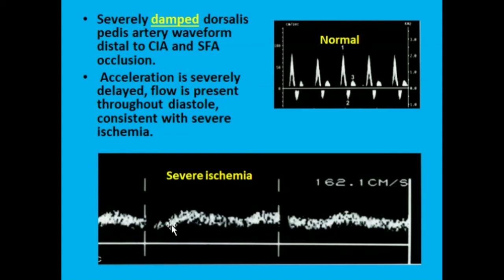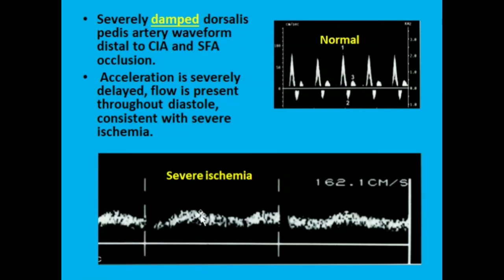Acceleration is severely delayed. Flow is present throughout the diastole. The reversal part is lost. This pattern is also called tardus parvus. It indicates that there is proximal occlusion or obstruction or stenosis.